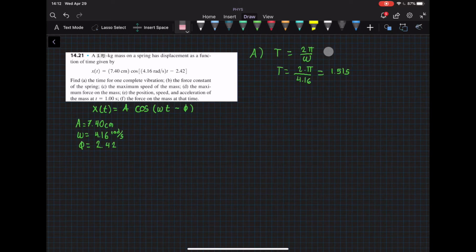So this is the equation that I use, 2 pi divided by the angular velocity. We plug in numbers and we get that the period is 1.51 seconds.